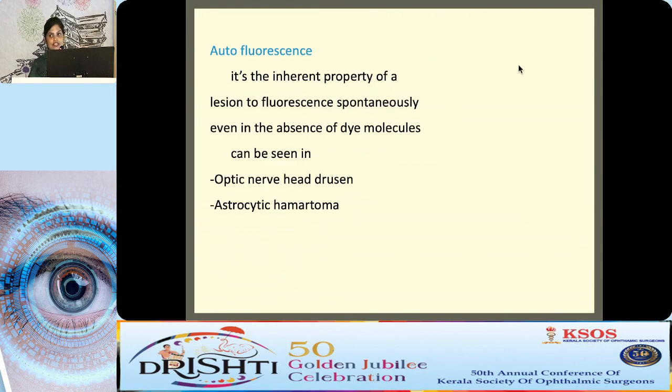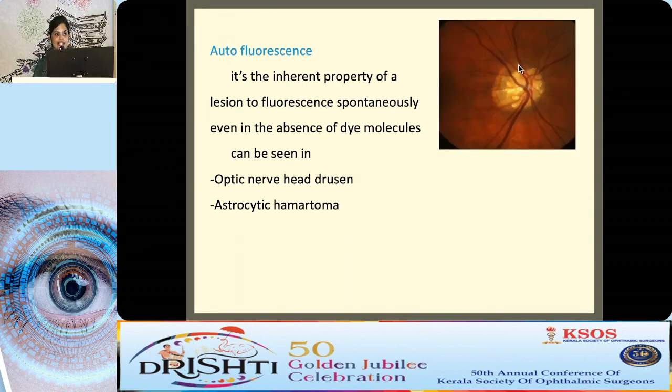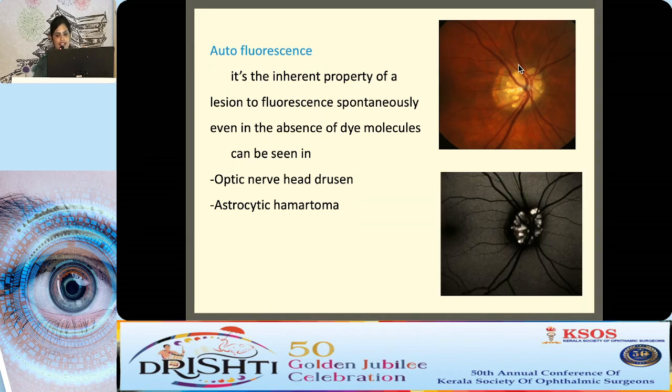There is one entity called autofluorescence. It is the inherent property of a lesion to fluoresce spontaneously even in the absence of dye molecules. It is commonly seen in optic nerve head drusen. You can see in these pictures, this is a normal fundus photo and this is the autofluorescence photo.